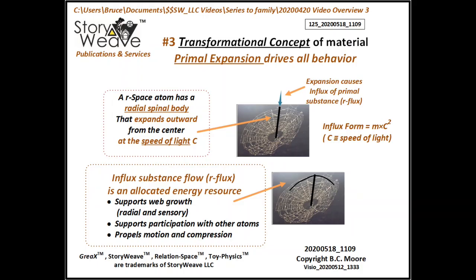And that influx is a flow of energy that is allocated for different purposes. It supports web growth. This is an expanding web. As the primal expansion goes, then so does the entire web. The sensory distances increase in the web. So it supports web growth, and it supports participation in collective behavior with other atoms. And it propels motion and compression.